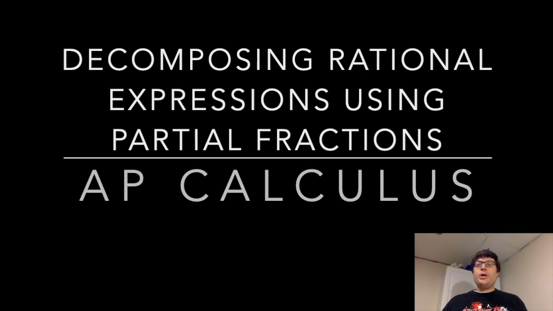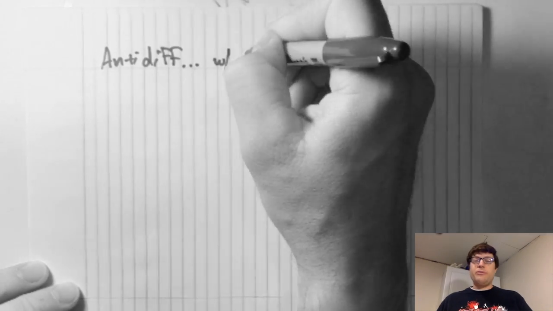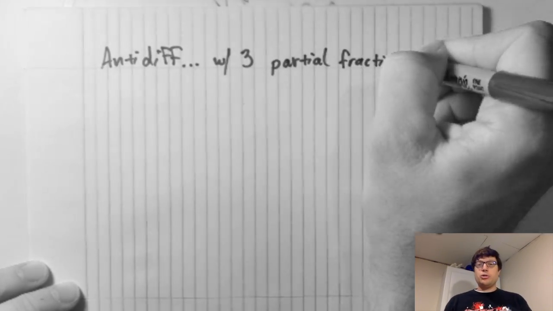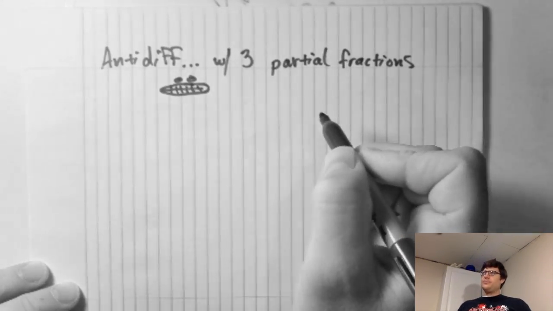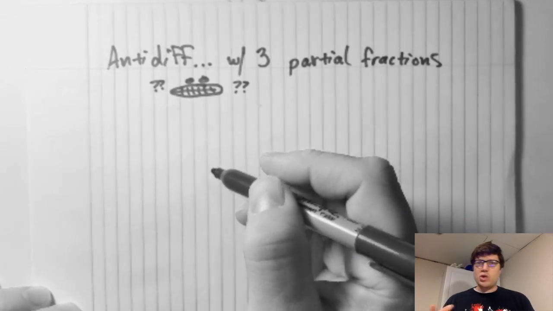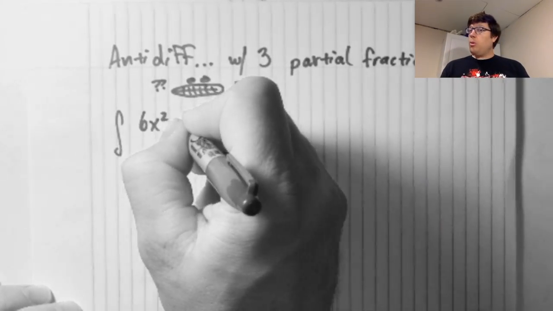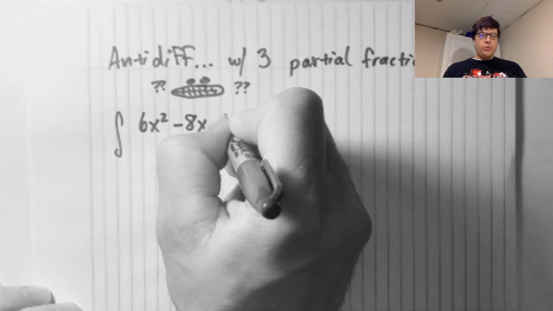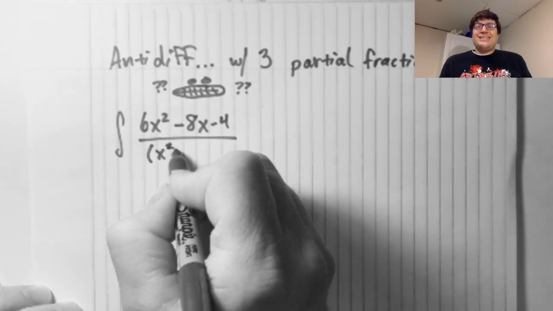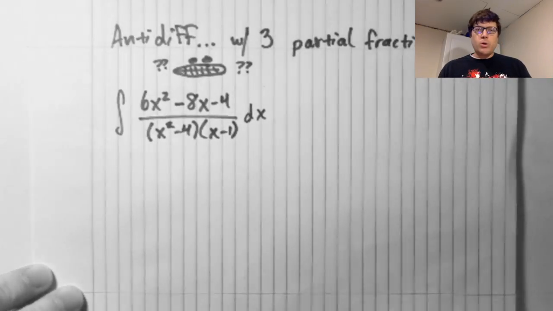Hey guys, this is part 3 of the video on decomposing rational expressions, trying to find the antiderivative of a rational. What if, in the previous two, we always had something that was quadratic, so it broke down into two factors. What if something has three partial fractions or more? How are we going to approach it? And it is, in essence, just an expanded view of what we've done in parts 1 and 2.